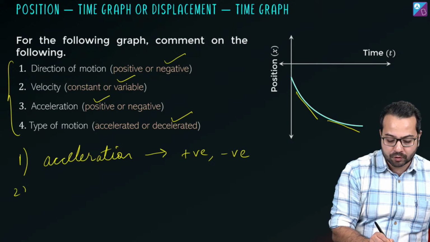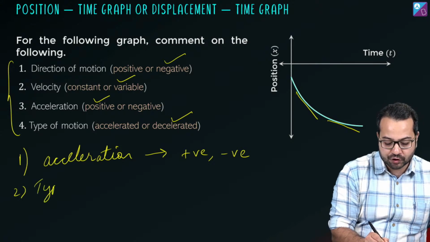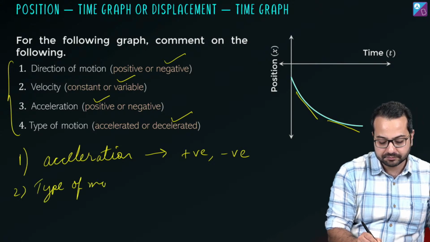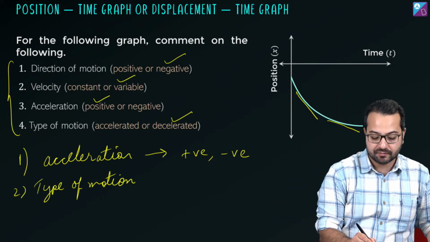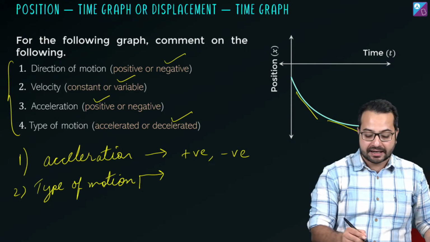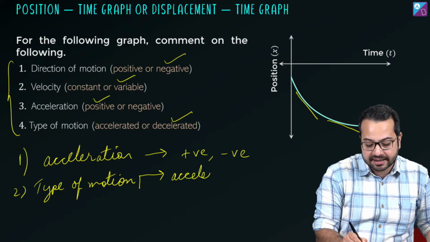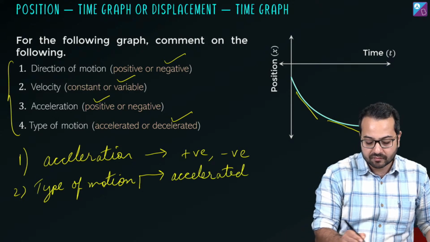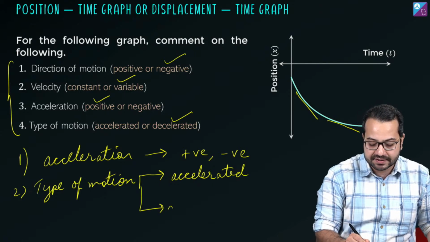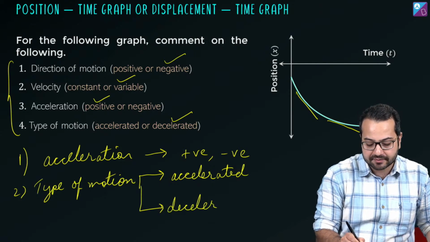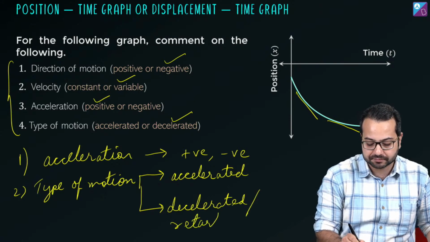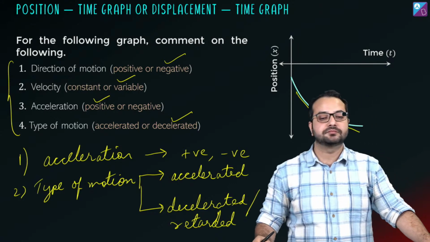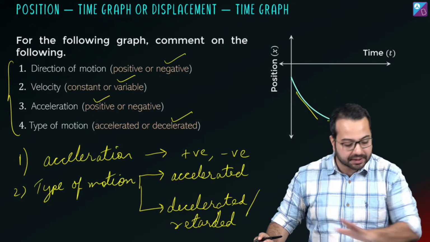Now let's talk about type of motion. Now when we talk about type of motion, then we can say that either it is accelerated motion or whether it is decelerated or retarded motion. ठीक है? अब clear है?